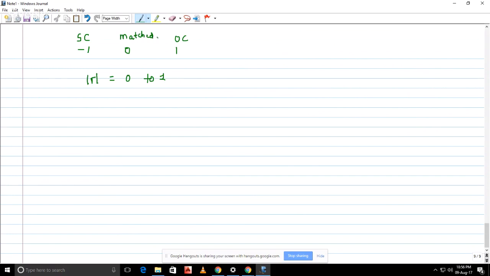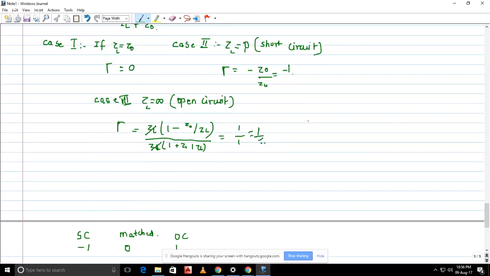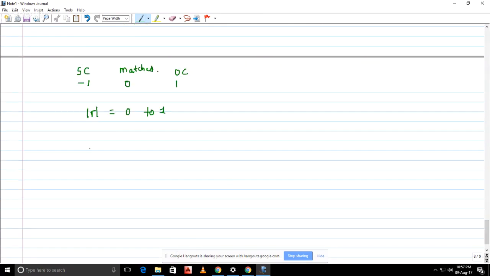Everyone understood that if it is minus one, I'm indicating what? Short circuit. If you can see again, I'll show you again. So if it is short circuit, I'm getting minus one. So if I'm getting gamma as minus one value, then I can directly interpret that it's a short circuit situation. If I'm getting gamma as plus one, it is an open circuit situation. And if gamma is zero, then it is a matched condition. Everyone agreed to this? These three values, what does it indicate and how load impedances are mapped to gamma?